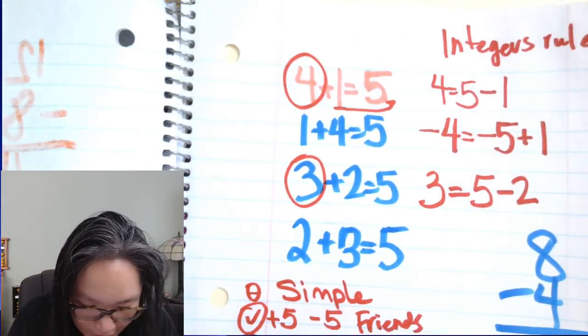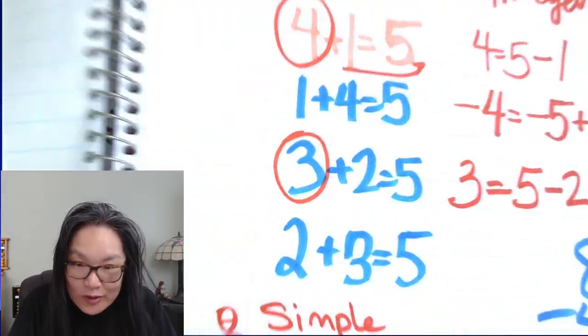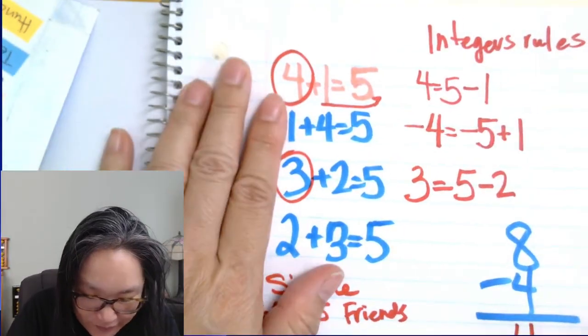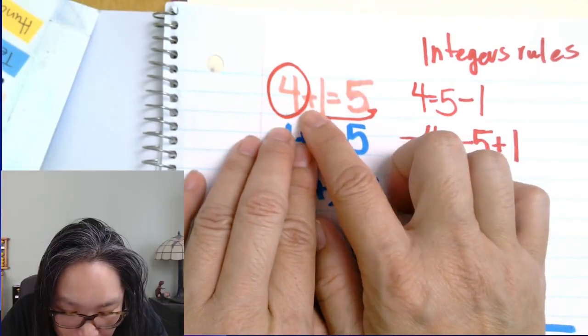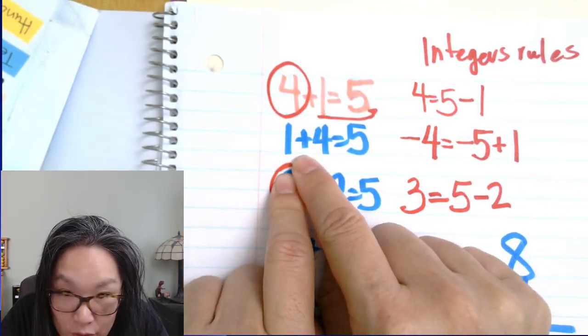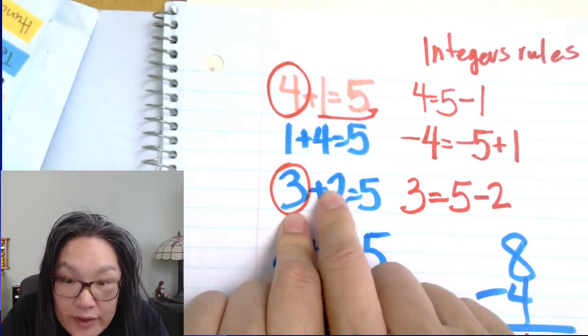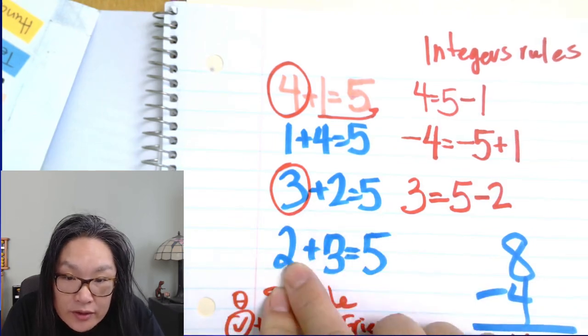Let me go back because I wrote it really nice. I'm trying to be cognizant, Audrey, of how I'm writing, so that when I write my notes, I can look at them. So this is a core concept that we're teaching the kids. 4 plus 1 is equal to 5. And then we do the inverse. 1 plus 4 is equal to 5. And then the other one is 3 plus 2 and then 2 plus 3.